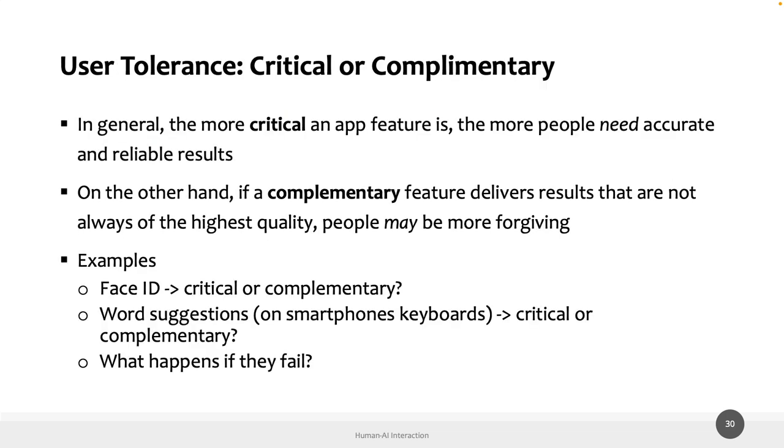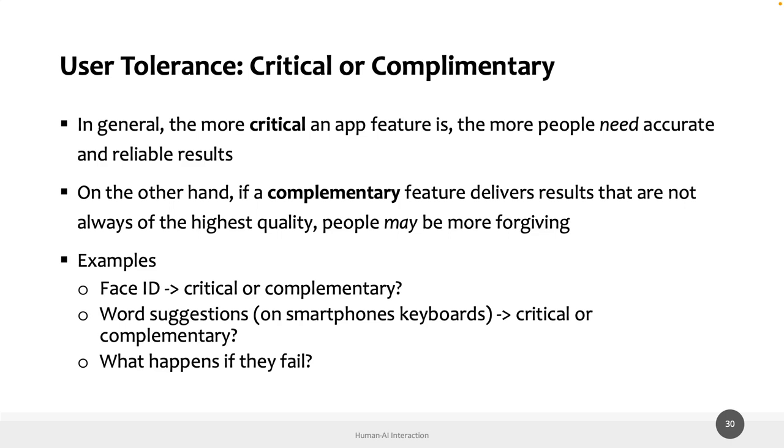So what is a critical feature? It's something that, let's say, strongly influences how the system works, and without it, the system is useless. So the more critical a feature is, the more you need accurate and reliable results, obviously. And if you are not able to reach such a level of accuracy and reliability for a critical AI feature, probably it's better not to use AI. On the other hand, the complementary features have a higher user tolerance because the system can still work even without them or when they produce poor results.